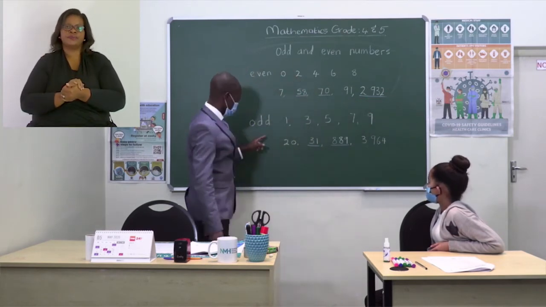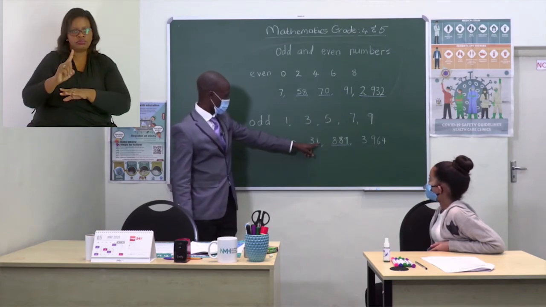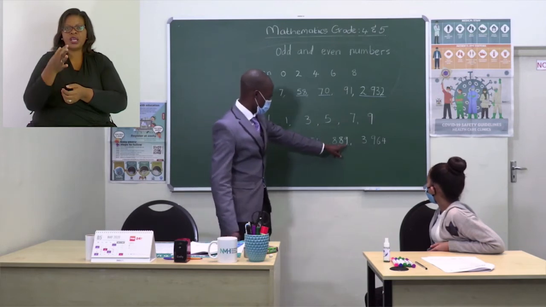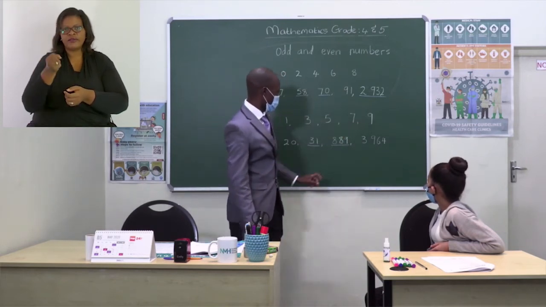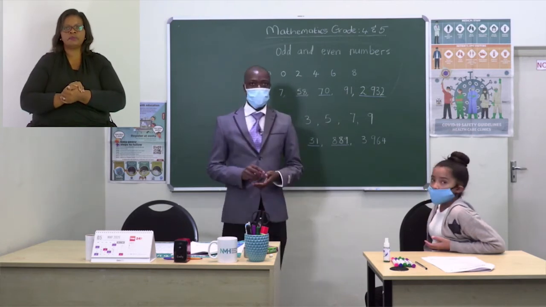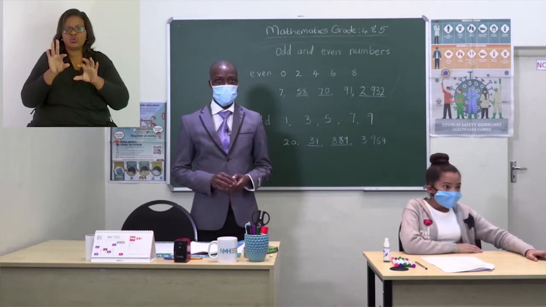Let us go to the second example. We look at the last number. 1 is also there. So it's odd. And this one, 9, is also there. So it's odd. I think you managed to understand how to identify even numbers.